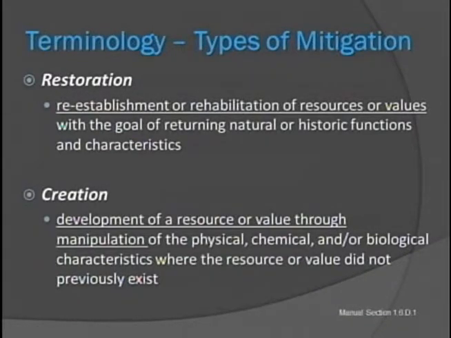And finally, the new Regional Mitigation Manual talks about 4 main types of mitigation. Restoration involves the reestablishment or rehabilitation of resources or values, which might include reclamation of a site once it is no longer needed. Creation includes the development of a resource or value through manipulation, which could involve the development of a recreation site in exchange for loss of recreational values.